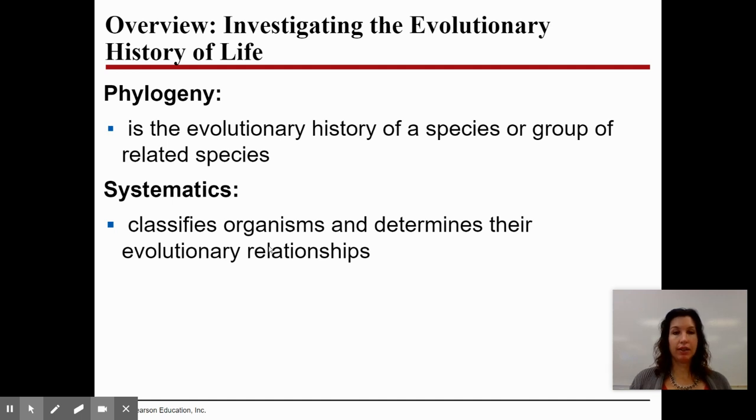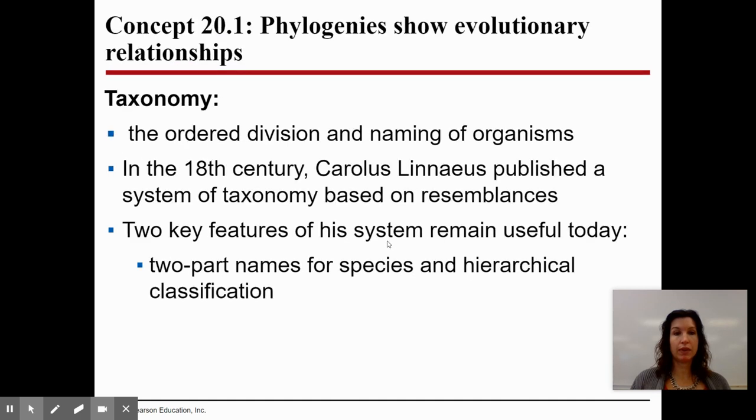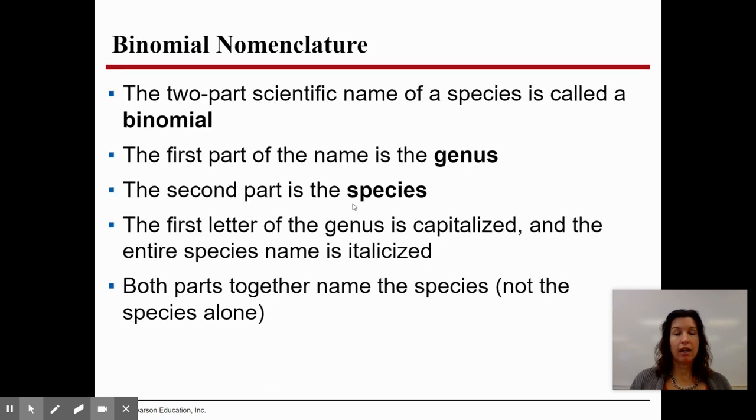So phylogeny is the evolutionary history of a species or group of related species, and we use systematics, which classifies organisms and determines their evolutionary relationships. Within that, we use taxonomy, that's the ordered division and naming of organisms. Linnaeus is the scientist who came up with that system of taxonomy, and it's the two-part names for species. So we still use that today with the scientific names of organisms.